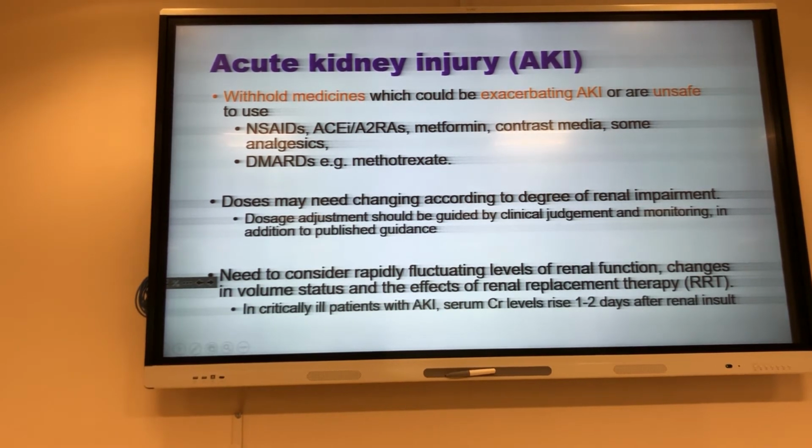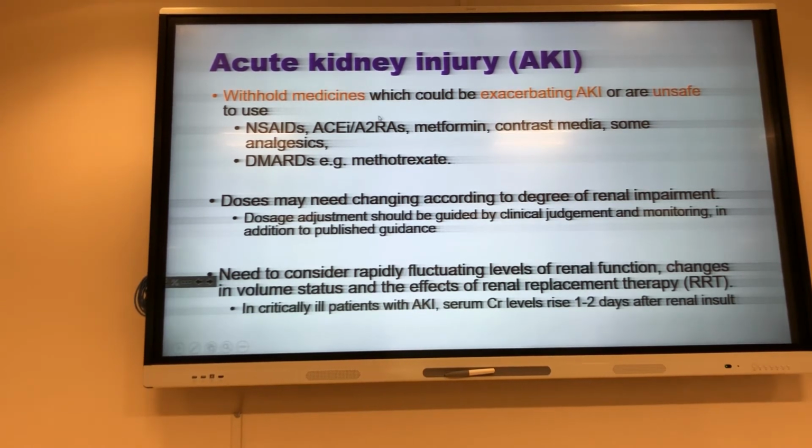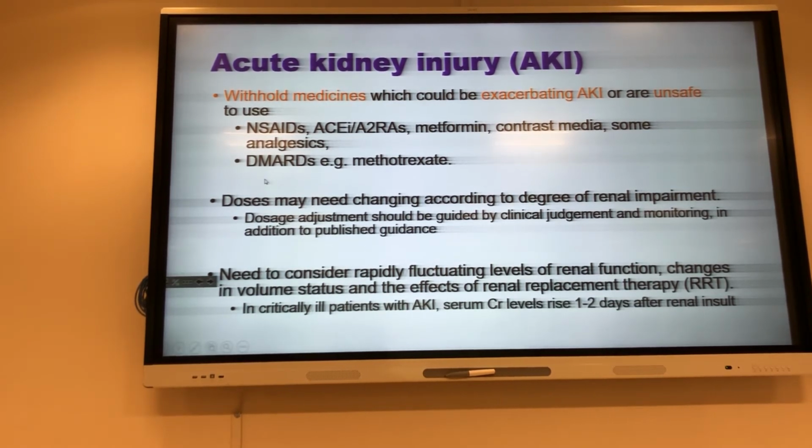Metformin is given for diabetic patients. Metformin is the most common drug that can actually cause lactic acidosis. So in patients who have kidney disease, we try to reduce the dose or stop metformin, or sometimes put them on insulin. There's also contrast media used for CT scans or X-rays, some analgesics, and DMARDs like methotrexate as well. So doses may need changing according to the degree of renal impairment.